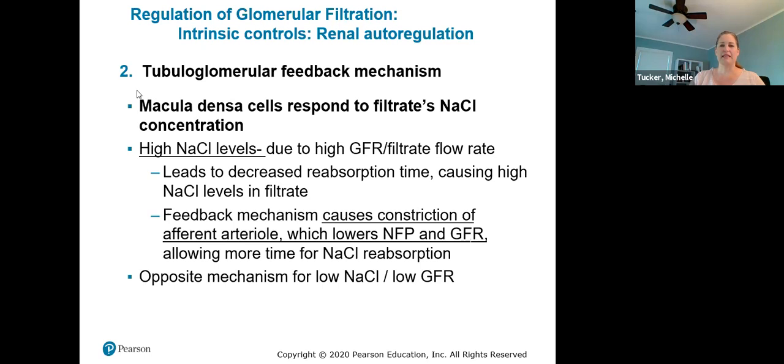So if GFR is too high, so if you have a high GFR, so you've got lots of filtrate being produced, it goes through those tubules really fast. And it's like there's a conveyor belt and you're trying to grab things off of it.